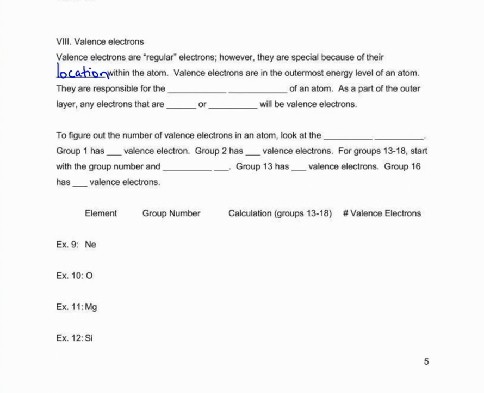Valence electrons are in the outermost energy level of an atom. They're on the outside. They are responsible for the chemical behavior of an atom. Since they are on the outer layer, any electrons that end up being lost or gained will be from the valence electrons.